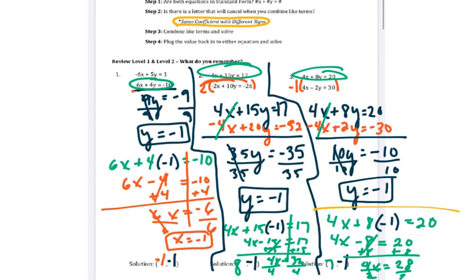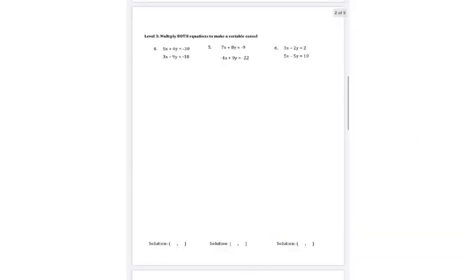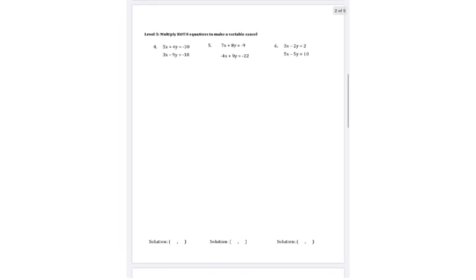So the first part of this is very easy. We just need to cancel a letter. We use elimination. We have to cancel this letter here. And then in the second equation, we have to take that y value and plug it into the second equation. So now we're going to do the same thing, but a little bit more difficult.